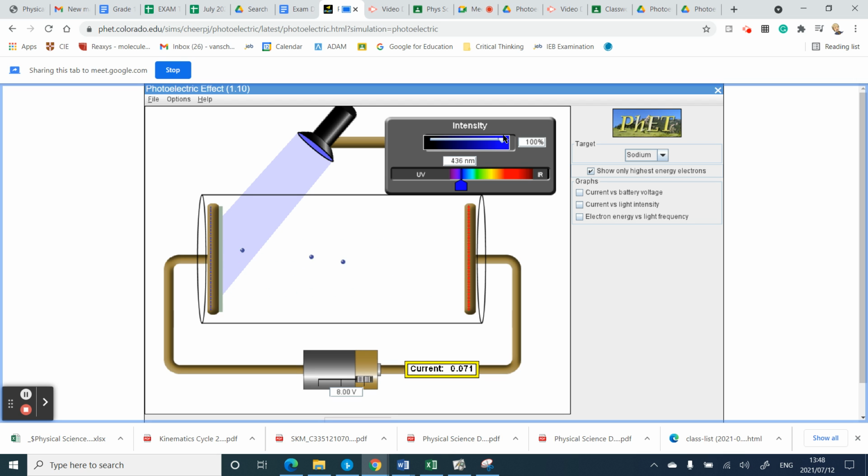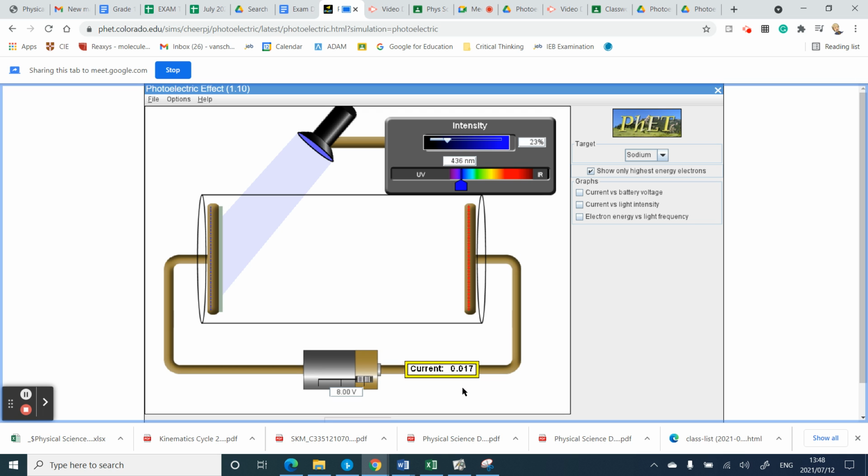therefore more electrons per second will be emitted. And if you look at the current, can you see what's happening to the current? The current has gone up. If I turn the intensity down, the current goes down, because you need to remember what current is. Current is rate of flow of charge.